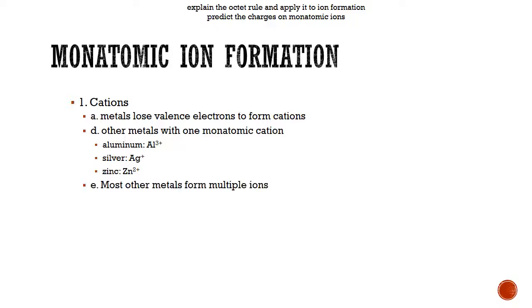And here's what we mean by that. For example, copper could lose 1 valence electron and be 1 plus, but it could also lose a 2nd electron and be 2 plus. Another example would be iron, could be 2 plus or 3 plus. And here are just a couple more examples for you.